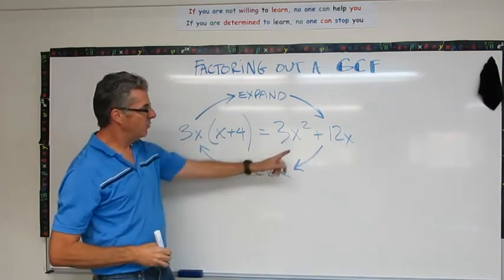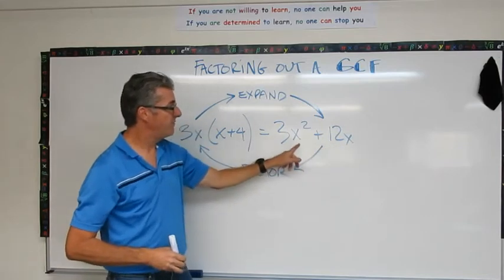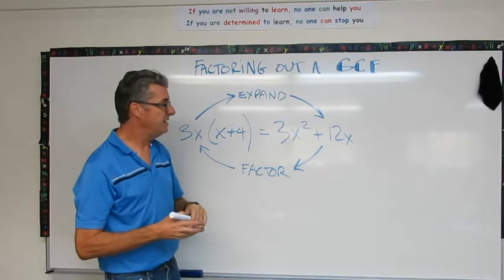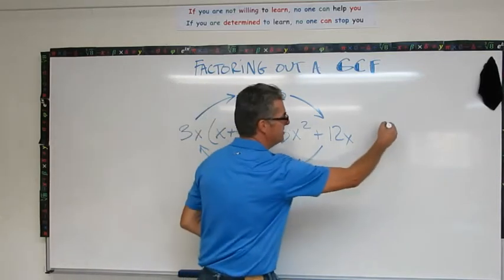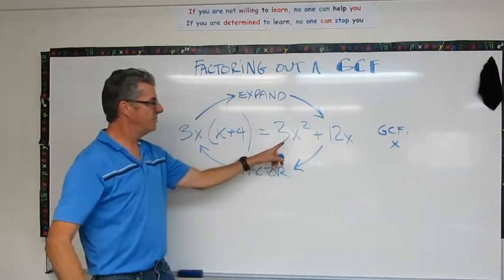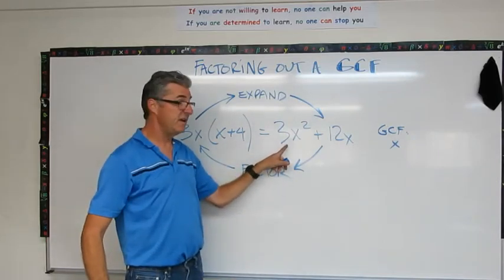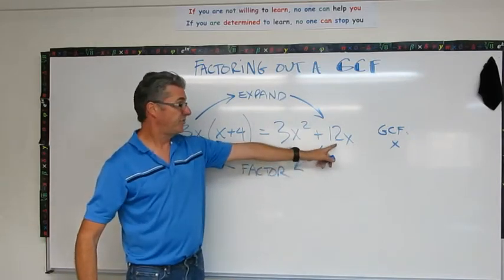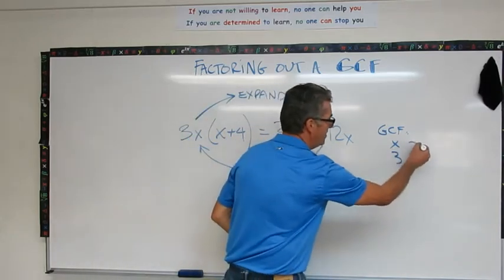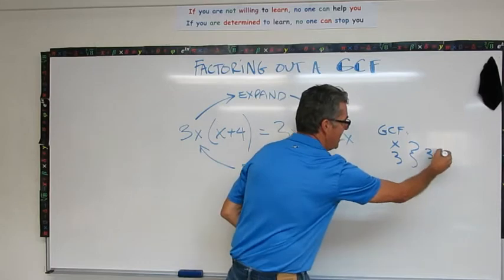And let's take a look. Well, there's an x in both of those, right? There's an x squared there, but there's one there, so one of our GCF terms is our x. And then how about the numbers? Well, there's a 3 in there, because that's 3, and there's a 3 in there because 4 times 3 is 12. So we have 3 as well. So our GCF is 3x.